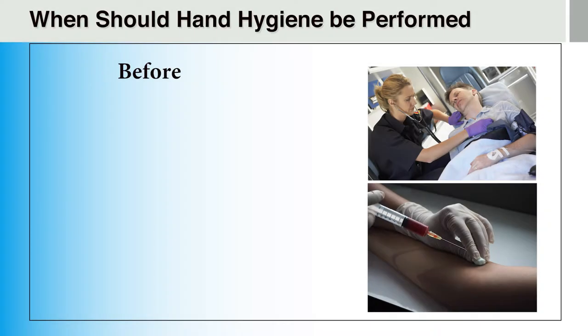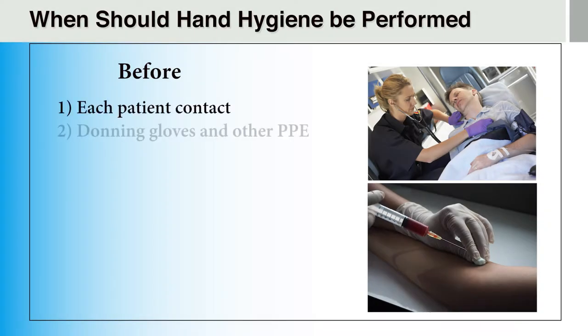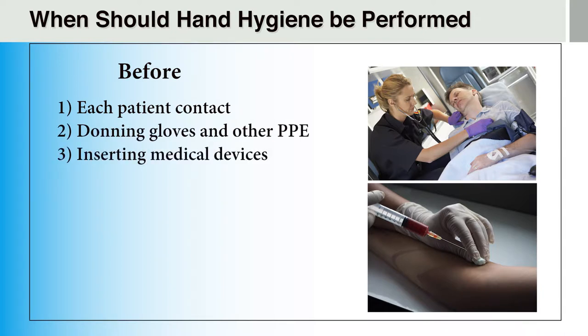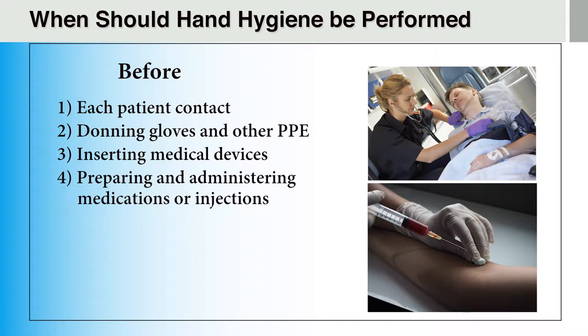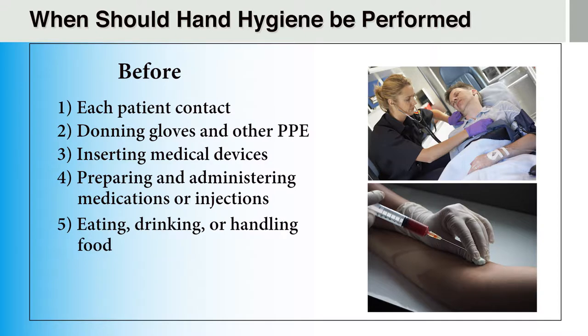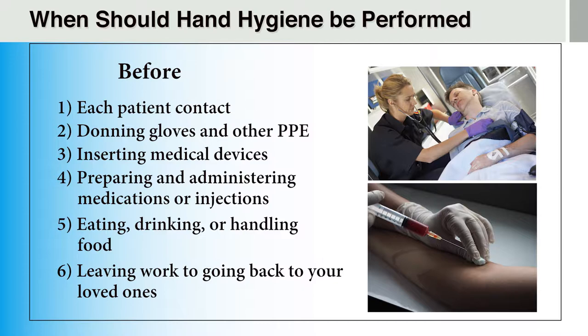Hand hygiene should be performed before direct patient contact, before donning gloves and other PPE, before inserting any medical devices, before preparing or administering medications or injections, before eating, drinking, or handling food, and before you go home at the end of your shift. This will help protect your families and loved ones from potential exposure to pathogens you may have come into contact with at work.